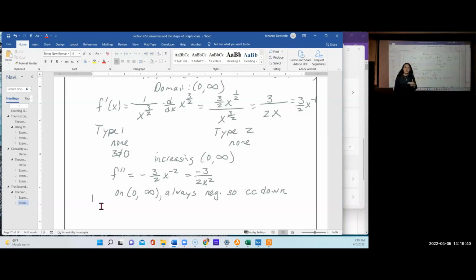Now 2x squared is going to be positive for all values of x. Since 2 is positive and anything squared is going to be positive, it won't be 0. Plus 0 is not in the domain anyway, so we can ignore that. We're only looking at the domain of 0 to infinity. So since the denominator is always positive, the numerator is always negative, it's always going to have a negative second derivative. And that's going to mean that it's concave down everywhere. So basically, we have an increasing function, so it's going uphill, but it's curved down. So it's coming up like this and moving out that way.